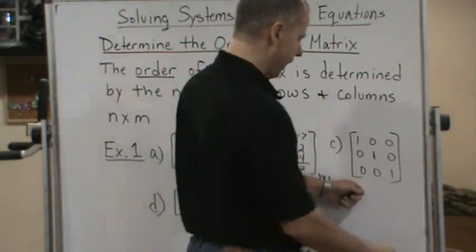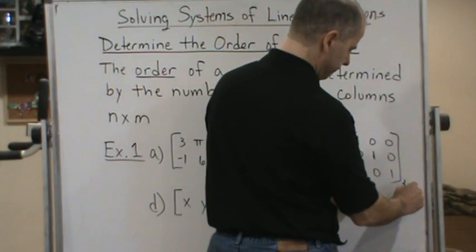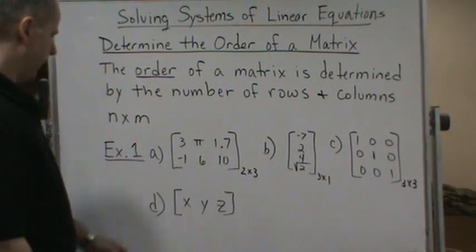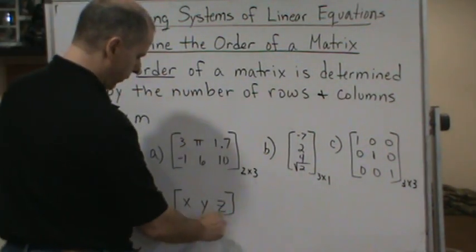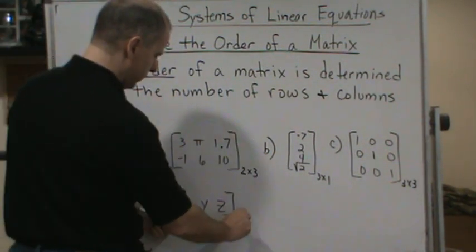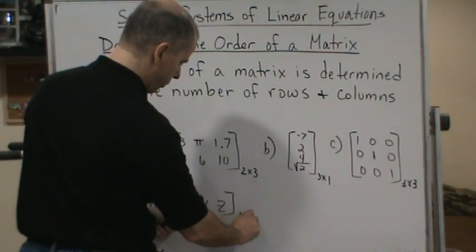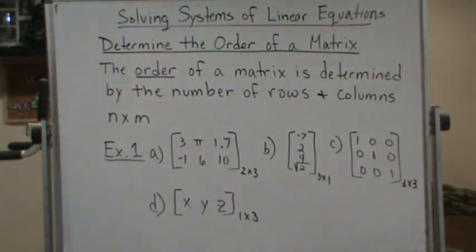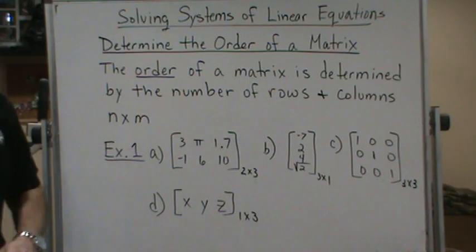This is a 3 by 3. So a 3 by 3 matrix. And this one here is what we call a row vector. And this one is 1 row by 3 columns. So it's 1 row and 3 columns. Okay, and that's it. So that's how we determine the order of a matrix.